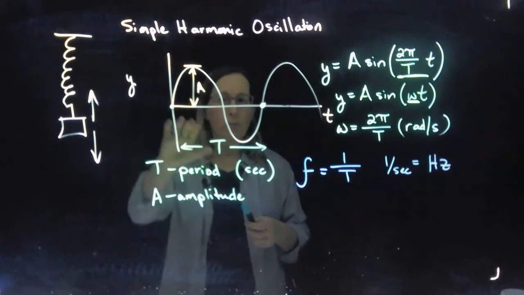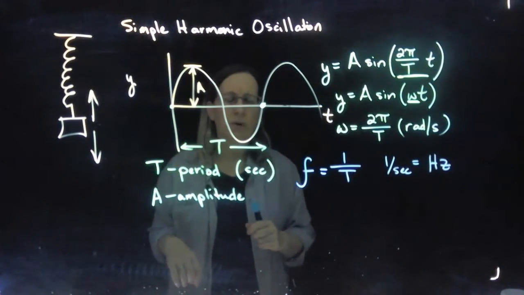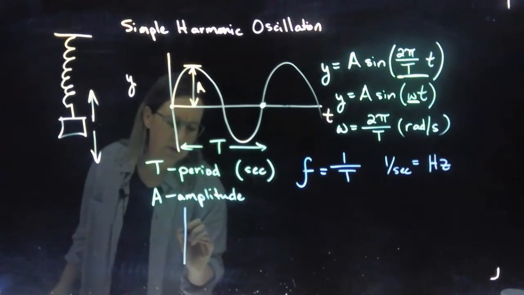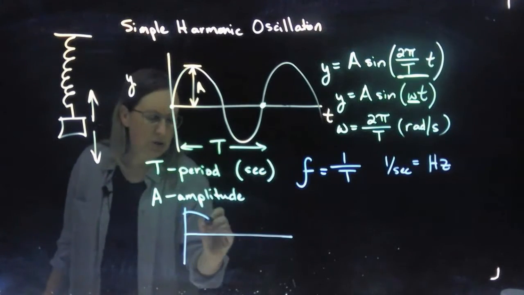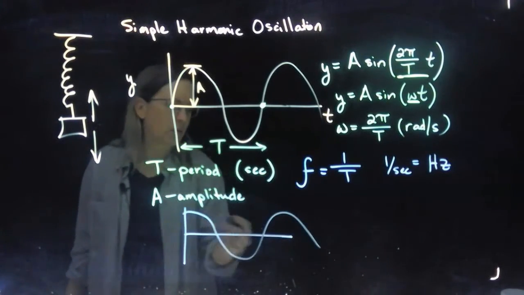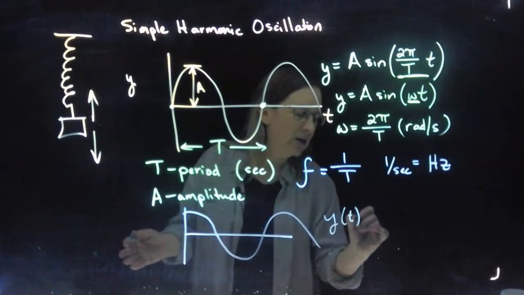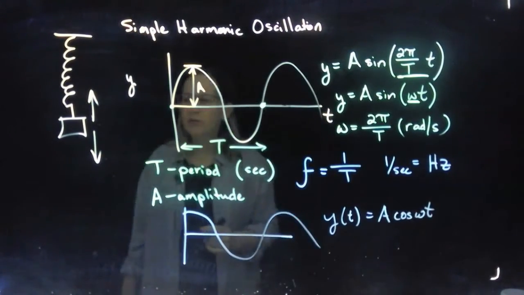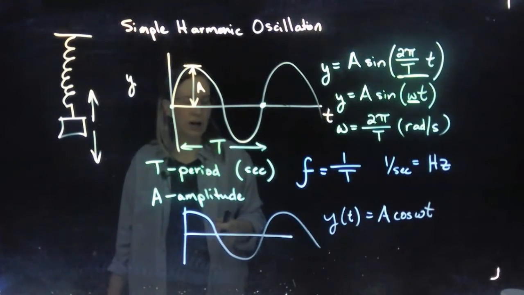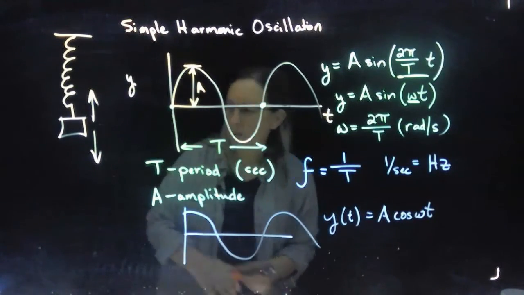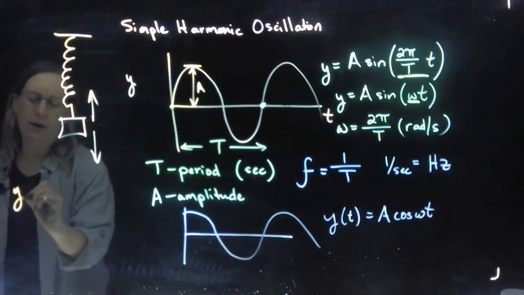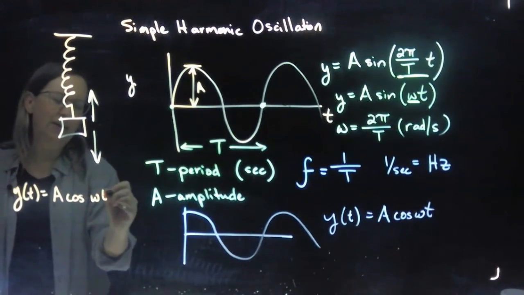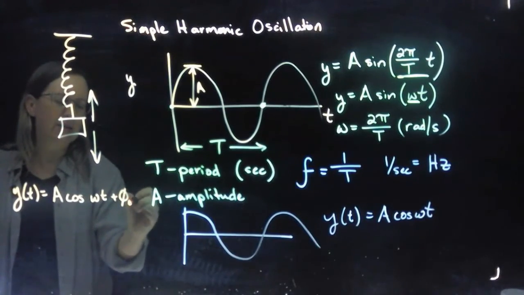So simple harmonic motion can be described as a sine wave. It could also be described by a cosine wave. So we could have something where it started a little differently, and it starts like this, but it has the same period, and then we would say y of t is equal to A cosine of omega t. You'll often see this written more generally as y as a function of t is equal to A cosine of omega t plus some phase angle.